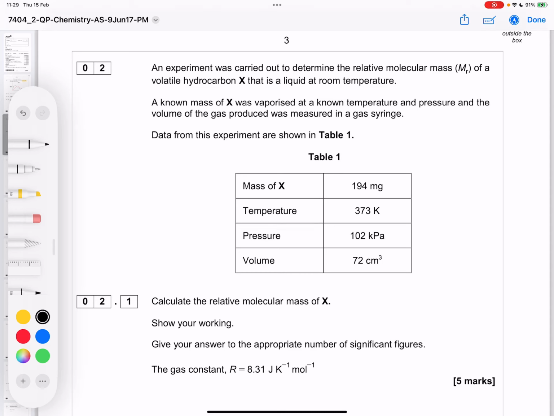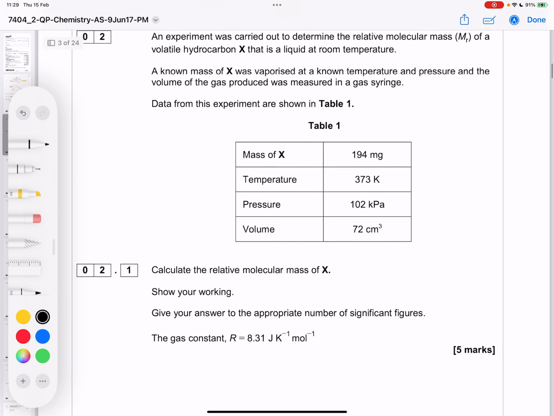An experiment was carried out to determine the relative molecular mass, MR, of a volatile hydrocarbon X that is a liquid at room temperature. A known mass of X was vaporised, that means turned into a gas, at a temperature and pressure that we know, and the volume was measured in a gas syringe. All our data is shown in this table, so it shows us what mass of X we used, what temperature we were at, what pressure that gas exerted, and what volume in the gas syringe it took up.